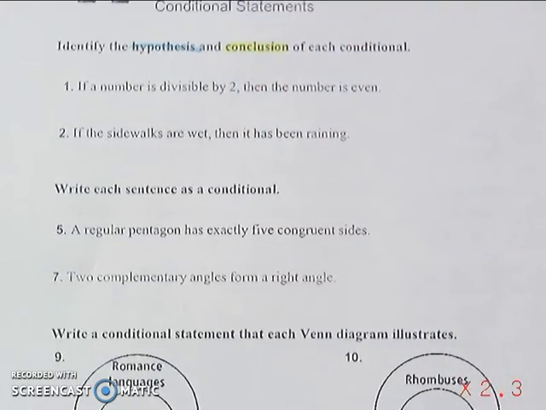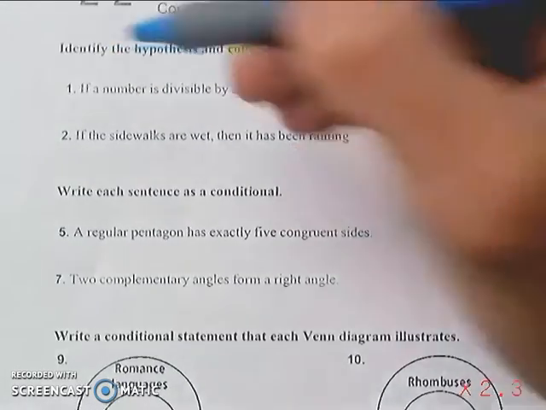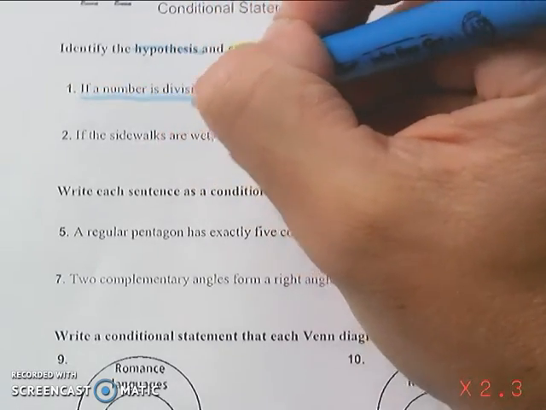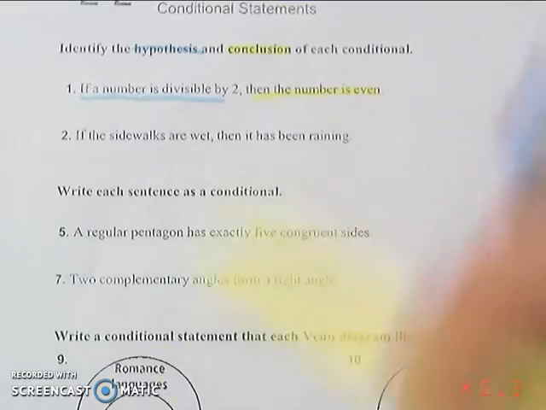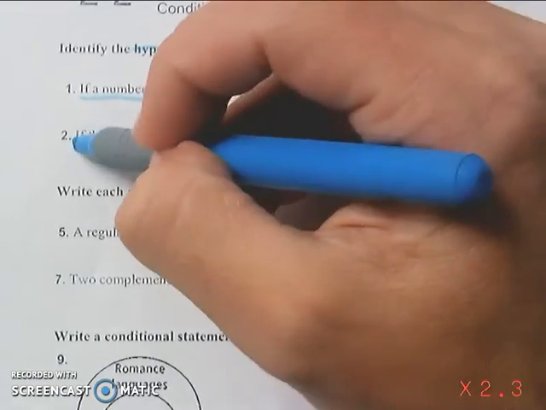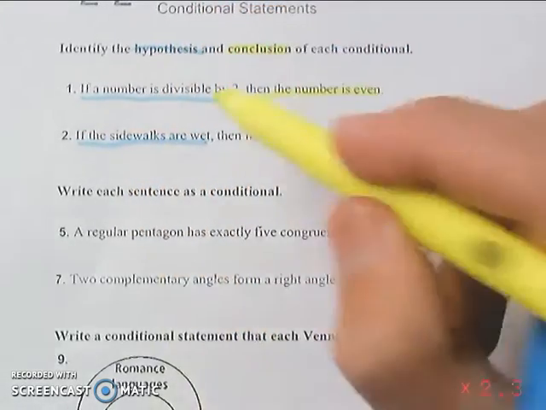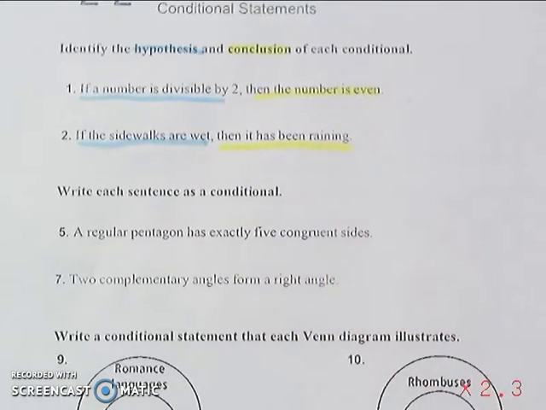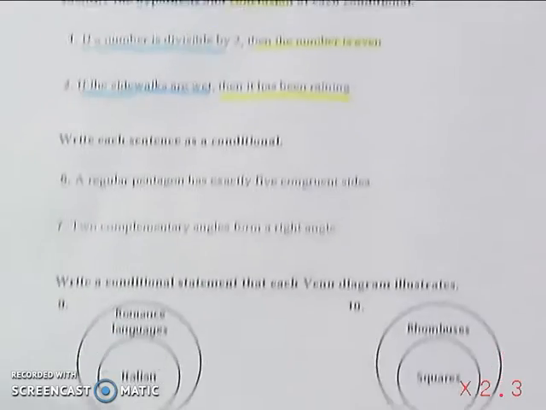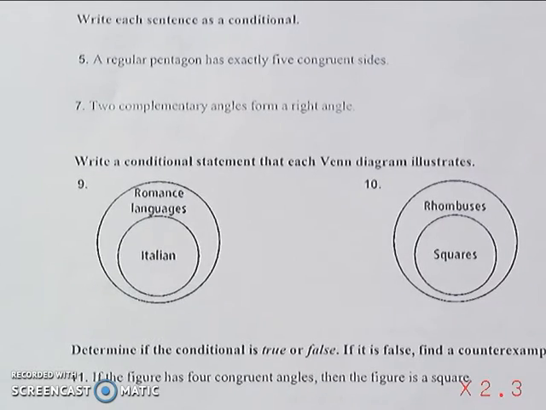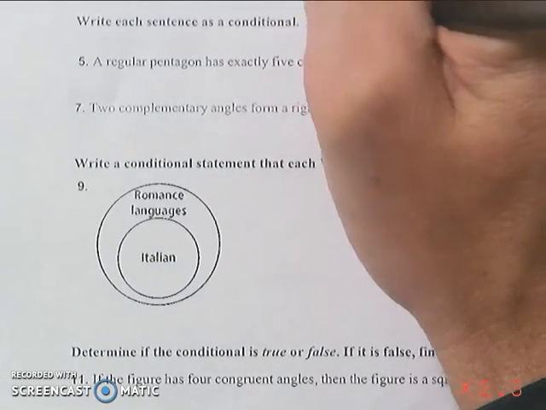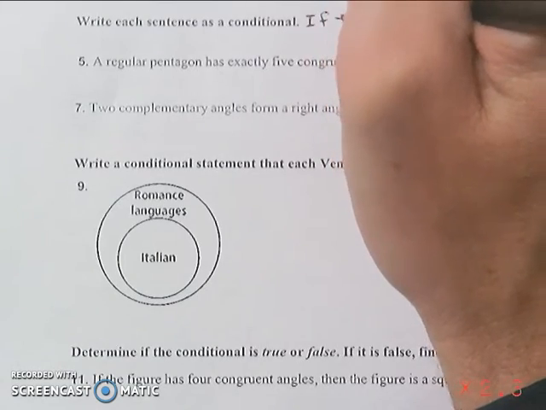If a number is divisible by 2, so if you see the if, that's our hypothesis, then the number is even. That's our conclusion. The sidewalks are wet, then it has to be raining. So again, hypothesis comes first, then conclusion. Number 5: a regular pentagon has exactly 5 congruent sides. All we have to do is put this as a conditional, which means we want an if-then statement.